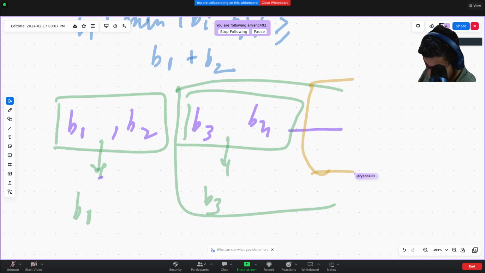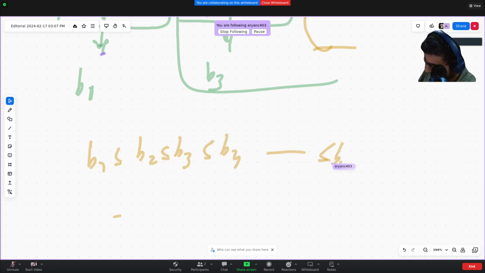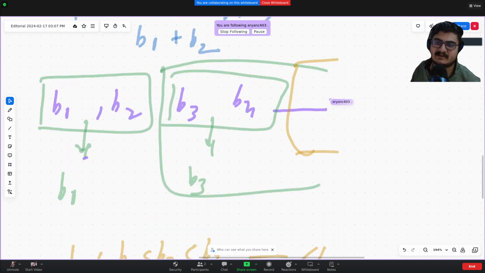So overall, if b1, b2, b3, b4 is the sorted array, then our score would be b1 plus b3 plus b5 plus b7 and so on. This comes when we pair the smallest and second smallest number, the third smallest and fourth smallest, the fifth smallest and sixth smallest, the seventh smallest and eighth smallest, and so on. We have already proven that in the optimal pairing, it's always better for us to pair the smallest two numbers in the first move, and then continue with the second, third, and so on in the remaining array.